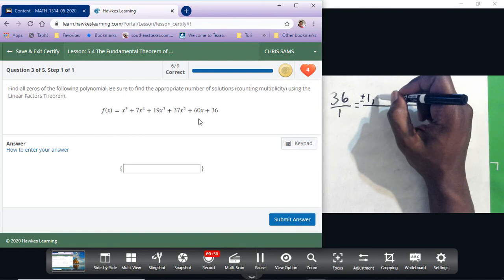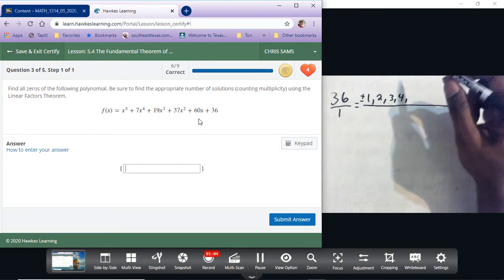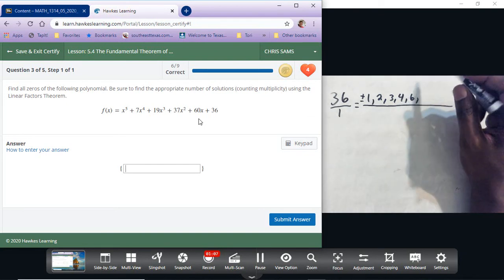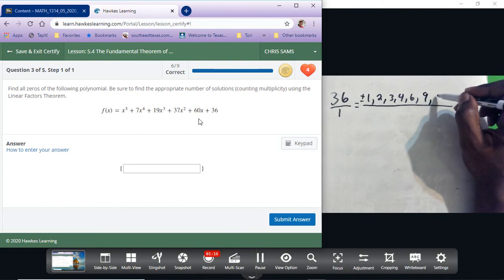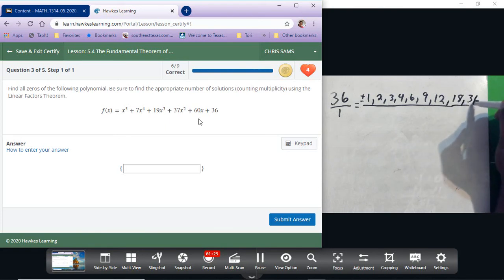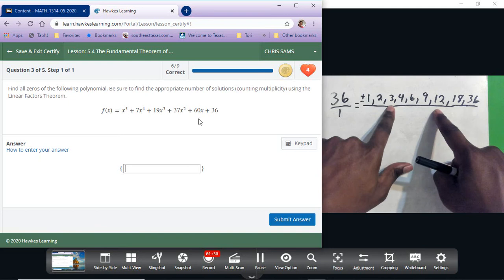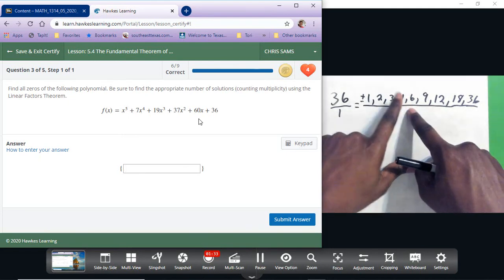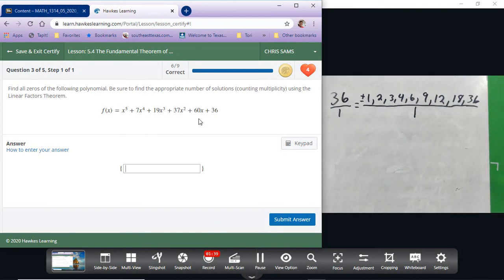1, 2, 3, 4, 6, 9, 12, 18, and 36. Okay, so all my pairs are 1 times 36, 2 and 18, 3 and 12, 4 times 9, and 6 times itself. So these are all the possible numbers. Again, it's a big list to try positive and negative.